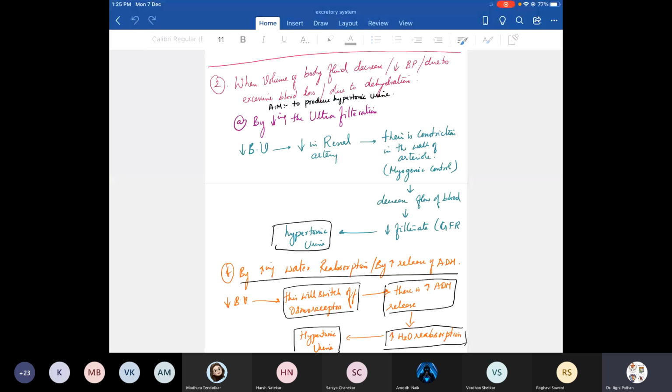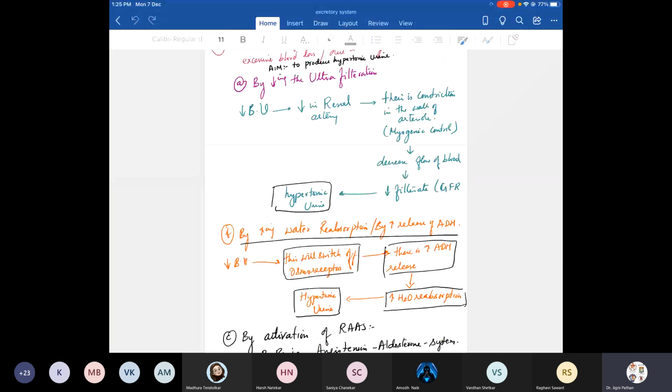So now the mechanism will be opposite. How? One is by decreasing the ultrafiltration. There it was increasing because we needed to produce hypotonic urine. Here we need to preserve the water, so we produce hypertonic urine. So it is in the opposite direction. By decreasing the ultrafiltration, what will happen? There is a constriction of the blood vessels, that is called myogenic control. When there is constriction, the blood flow is less, so less filtrate is formed and less urine is formed.